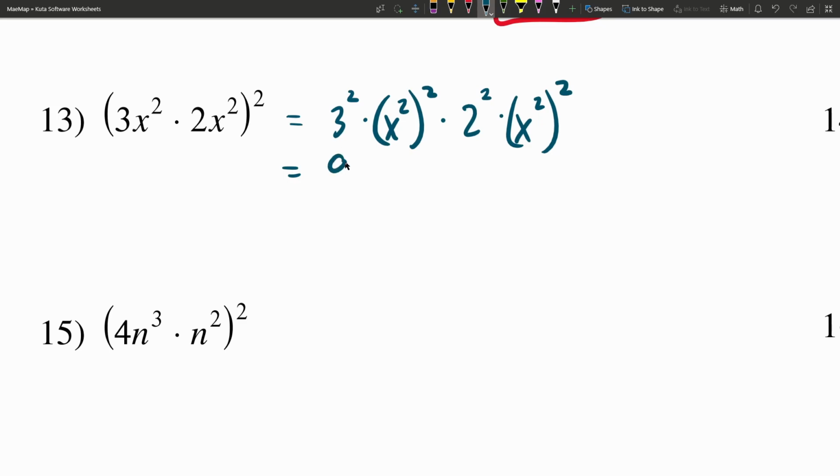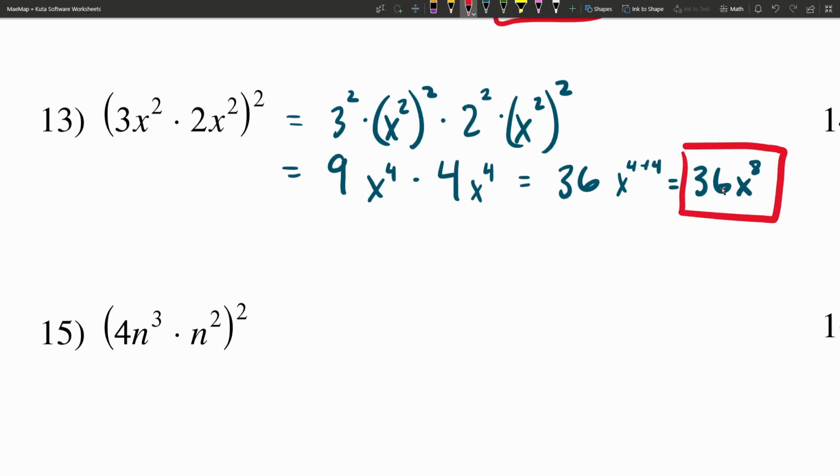Working this all out, 3 squared is 9. That gets multiplied by x squared squared, which is x to the 2 times 2, or x to the 4th. That gets multiplied by 2 squared, which is 4, times, again, x to the 2 times 2, which is x to the 4th. Simplifying this down, well, we can still combine some terms. 9 times 4 is 36, and x to the fourth can be combined with x to the fourth because they're the same base. X to the fourth times x to the fourth is x to the 4 plus 4. So this all simplifies down to 36 times x to the 8th.